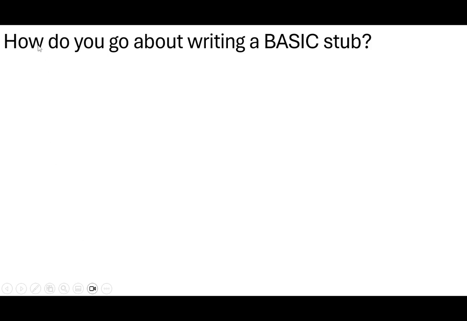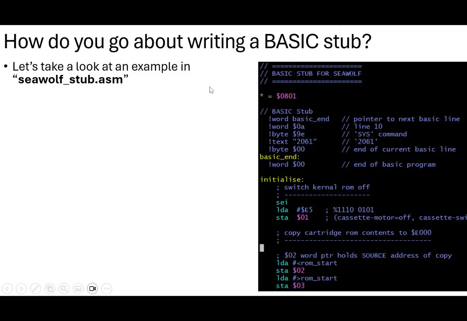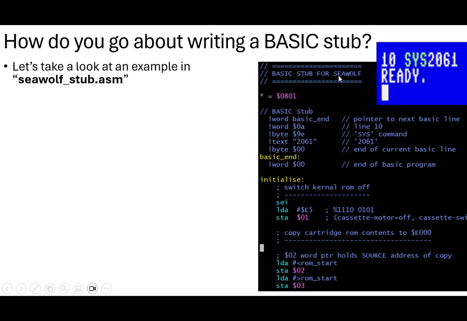So then, just as background, how would you go about writing a BASIC stub? Because I'd done it recently for the first time, we could take a look at the Seawolf stub example I had for the 4-player Seawolf. This is written in the Acme assembler. And this, at least the start of it, is what's responsible for providing the 10 SYS 2061. So we can break it down into its parts.